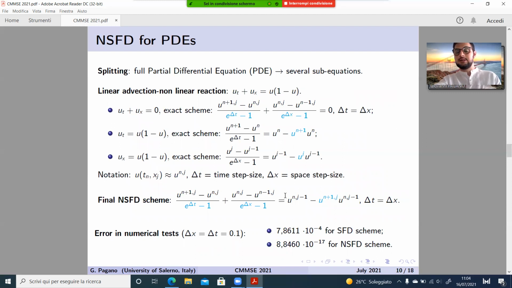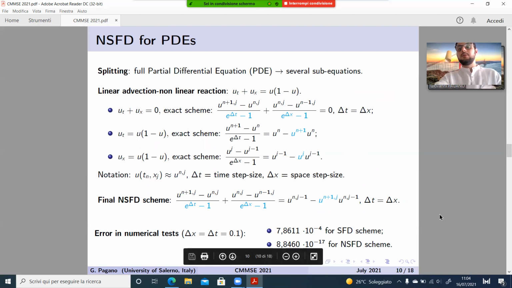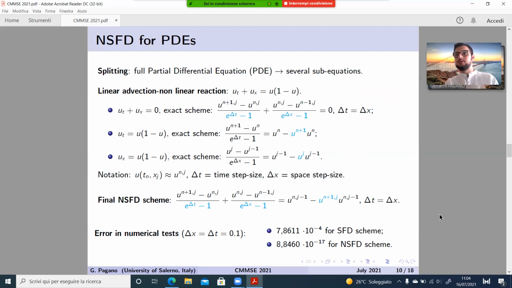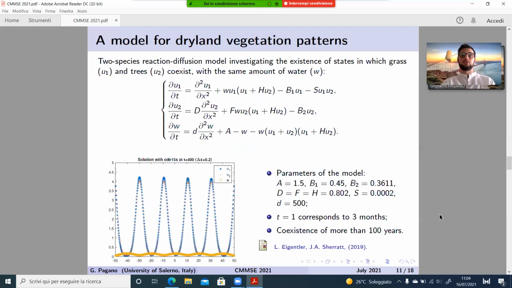It is the non-standard scheme provided by Mickens in his article, the article we have shown previously. And as we can see from the numerical tests we have done, the non-standard scheme provides an almost exact solution, because the error is close to 0 in the sense of machine precision. Therefore, for partial differential equations, we can use this splitting technique, dividing the initial partial differential equation into several sub-equations and finding exact schemes, if possible, for these sub-equations.